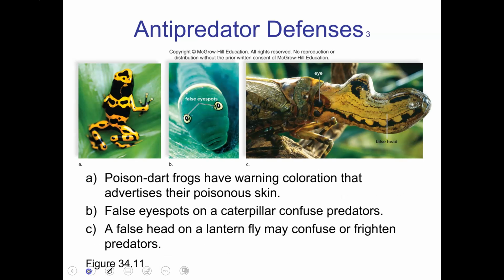So let's look at some defenses that we have. Poison dart frogs produce a poison within their skin that can actually kill. And so they have a very bright coloration that tells any potential predators, hey, don't eat me, because if you do, I will kill you with my poison.